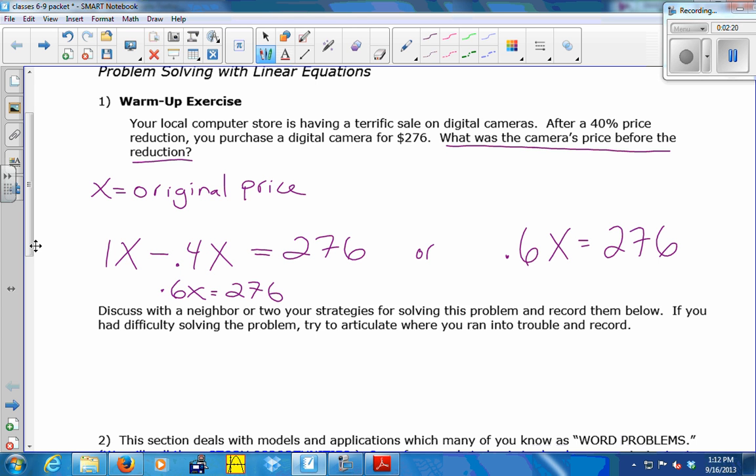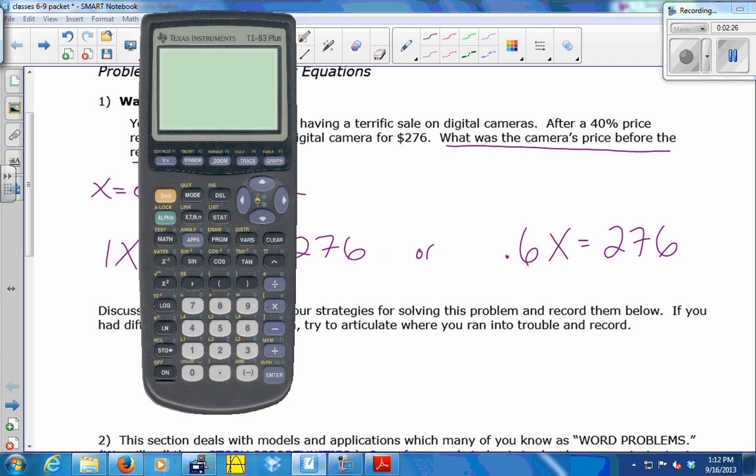All right, so then I'm just going to divide both sides by 0.6. $276 divided by 0.6, 460. $460. Is that okay with everybody? Okay, so that's our little warm-up.